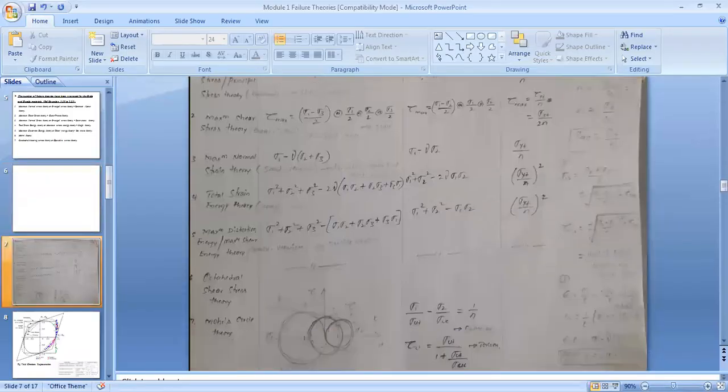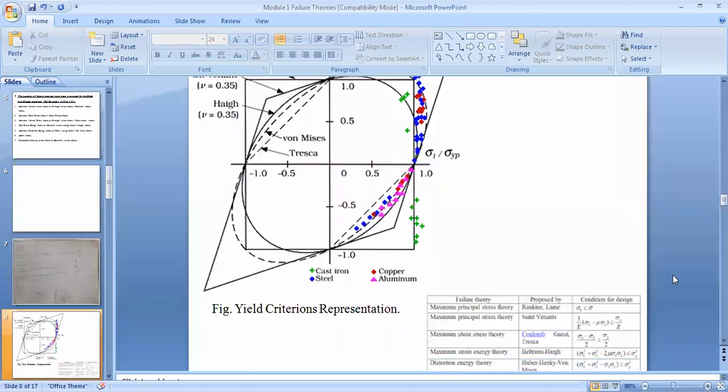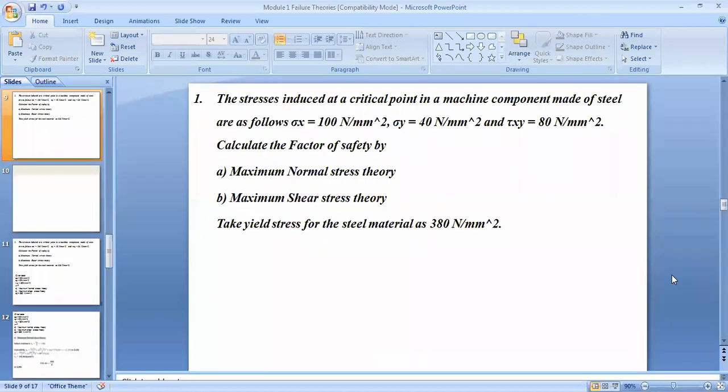Am I audible? Yes, sir. Okay. Now please copy this problem. Take this problem. The screen is visible, give me confirmation. Yes, the screen is also visible.